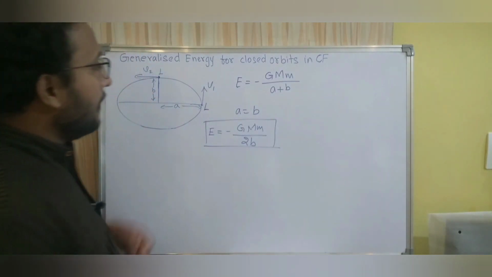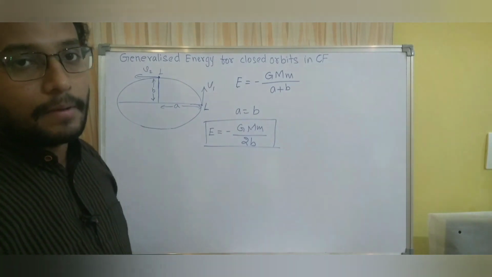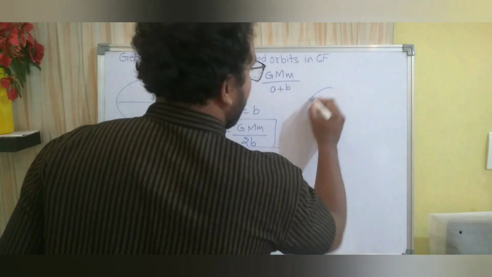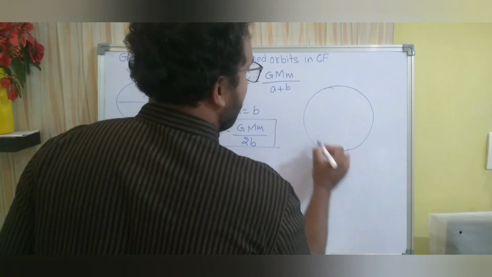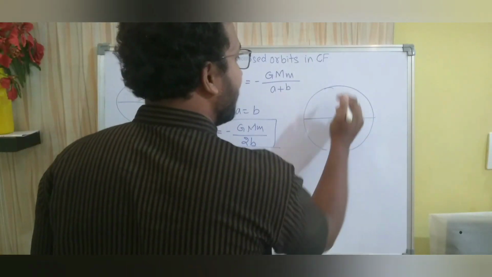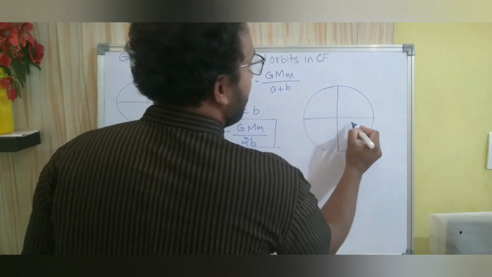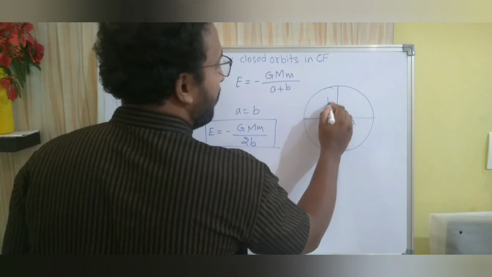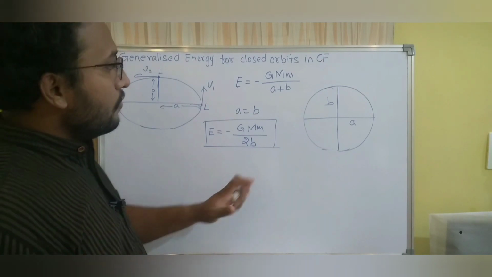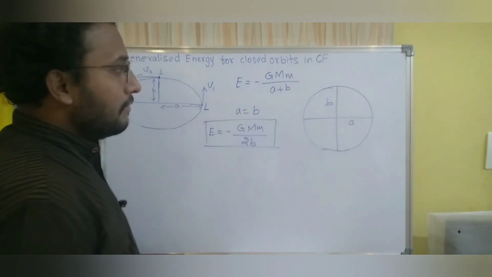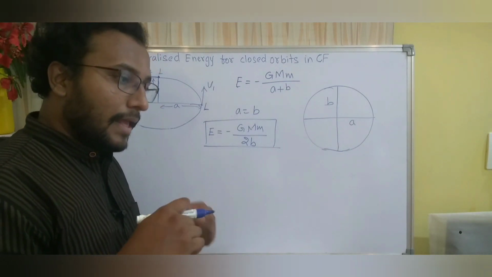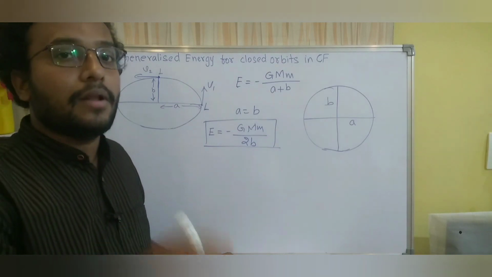Now what if A is equal to B? In this orbit, if A is equal to B, then you will get a circle. This was the semi major axis, sorry, the major axis, and this was the minor axis. If semi major axis is equal to semi minor axis, that case is nothing but the circle only. So what I mean to tell you is, we have earlier derived the formula for the total energy of an object moving in the central force field in circular orbits.